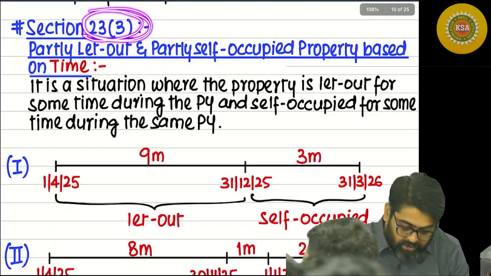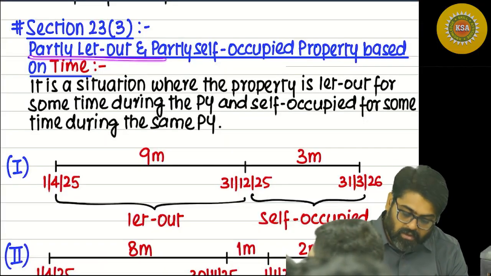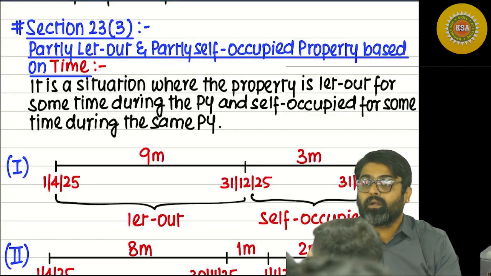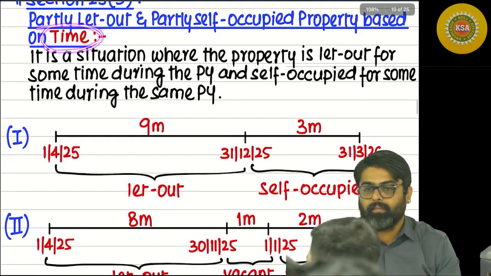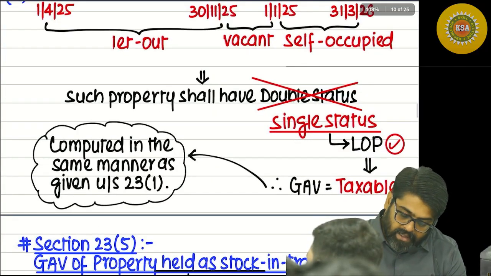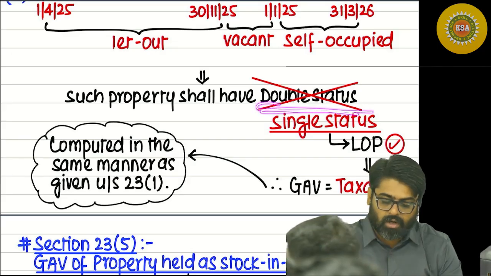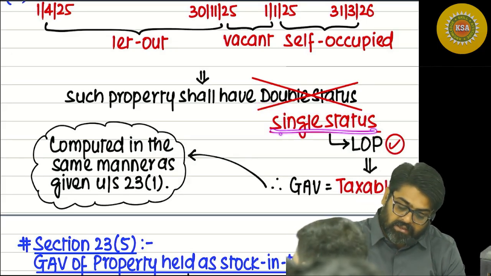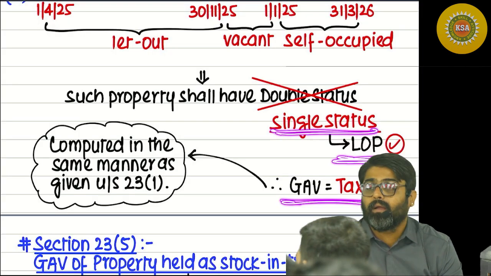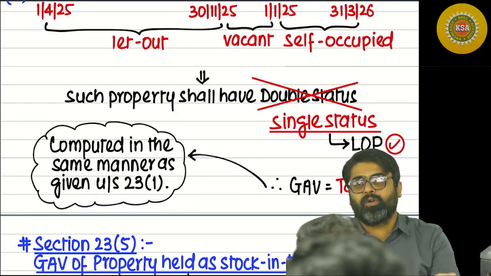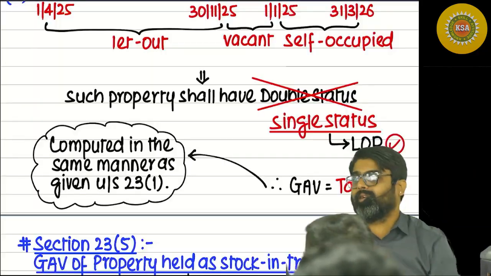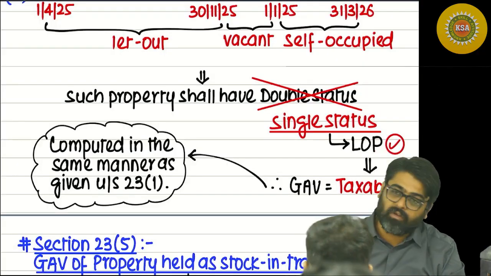This is given in 23(3). If the property is let out for part of the year and self-occupied for part of the year, meaning partly let out, partly self-occupied, based on time, then this property will also be treated as LOP. Only a single status can be given. Double status is not possible. So if a single status is given, what status will you give? And the GAV will be computed in the same manner in which we calculate the GAV of let out property as shown in section 23(1). Getting my point? Now there will be some problem over here.